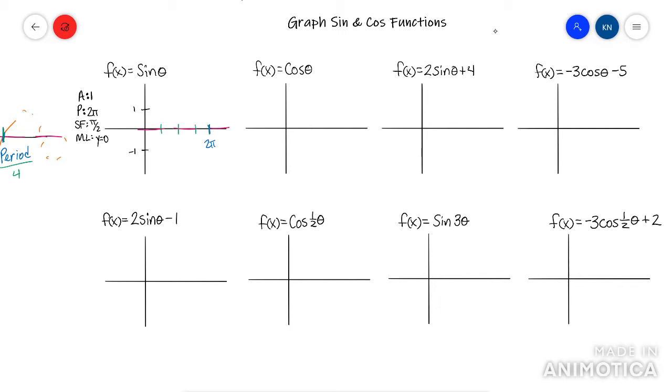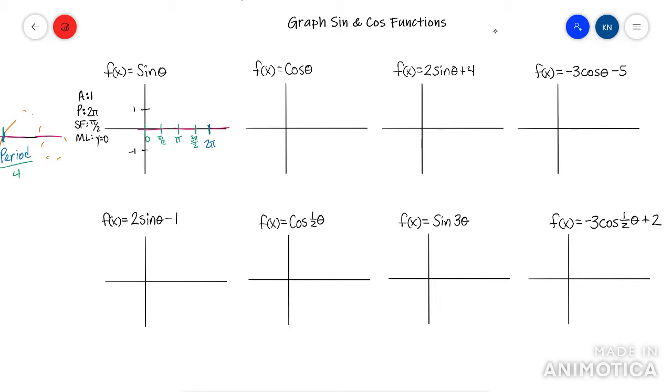And so my scale factor of pi over 2 means I'm going to have 5 locations that are important, and they're all pi over 2 apart. So like pi over 2, 2 pi over 2, which is just pi, 3 pi over 2, and 4 pi over 2, which is 2 pi.